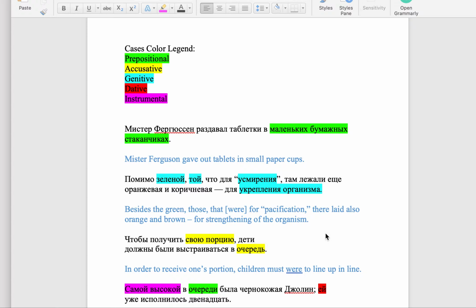I wanted to record another video with some of the ideas that I had for additional content. And what I did is I actually combined two ideas. The first one is color coding various cases in a Russian text. And the second idea is translating into English basically directly, very literally, so it doesn't sound like free flowing English or like normal English, but it gives you an idea of what the constructions are like in Russian.